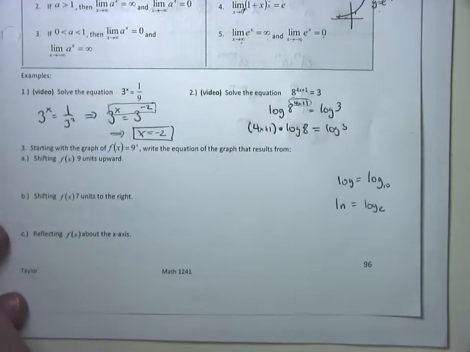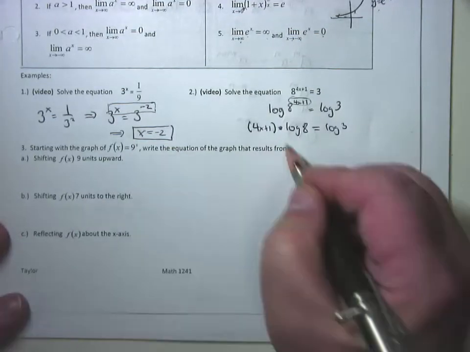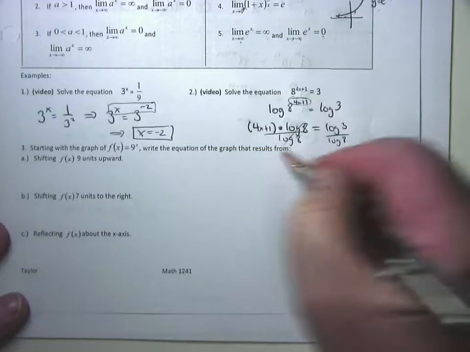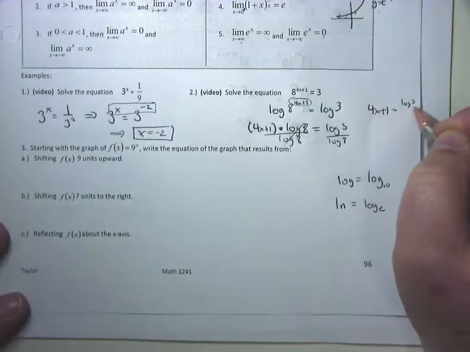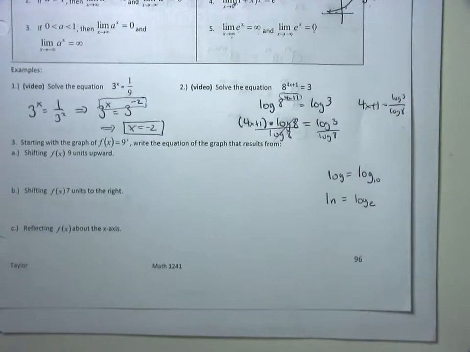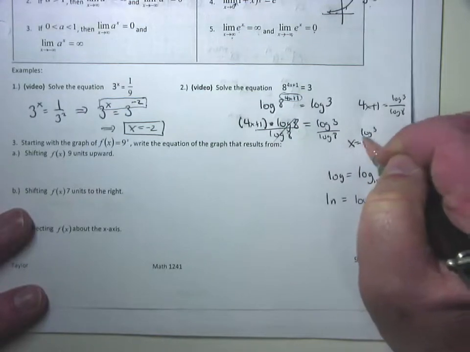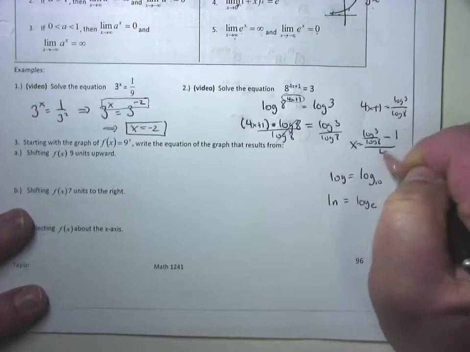How would I solve for x on this thing? Well, what gets rid of multiplication? I would divide both sides by the log of 8. This gives me 4x plus 1 is equal to the log of 3 divided by the log of 8. Now what do you got to do to solve for x? Subtract 1 and then divide by 4. So this is going to give me x is equal to the log of 3 over the log of 8, minus 1, divided by 4.